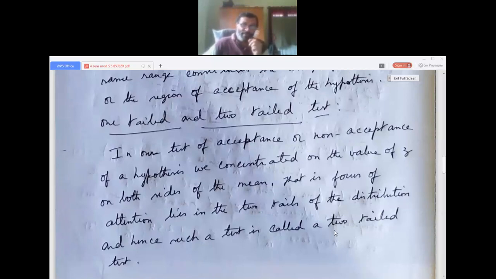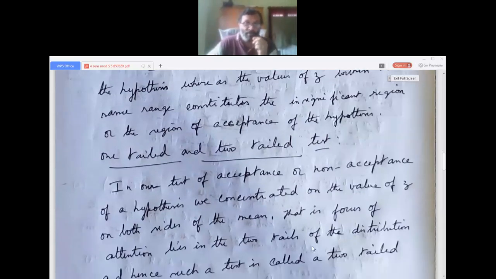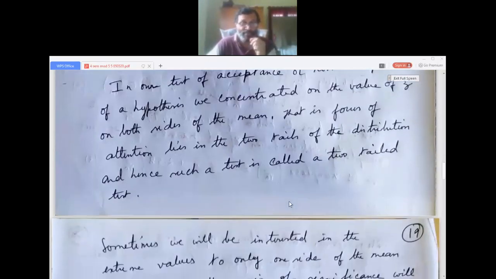If you read this sentence again, you can make it out. In our test of acceptance or non-acceptance of a hypothesis, we concentrated on the values of z on both sides of the mean. That is, this side also, this side also. The focus of attention lies in the two tails of the distribution. Outside means rejection, inside means acceptance. Hence, such a test is called a two-tailed test.